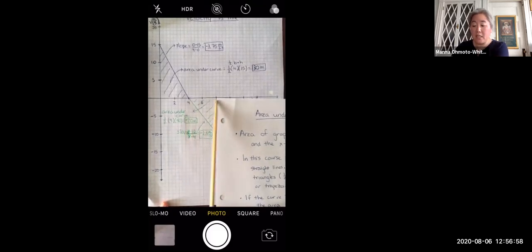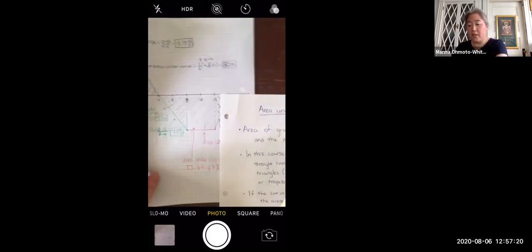My base is 4 to 8, so it's 4. It's not 8 because it's just from this region to here. And my height is -10. It goes from the x-axis to the -10. So my area under the curve will be 1/2 times 4 times -10, or -20 meters.